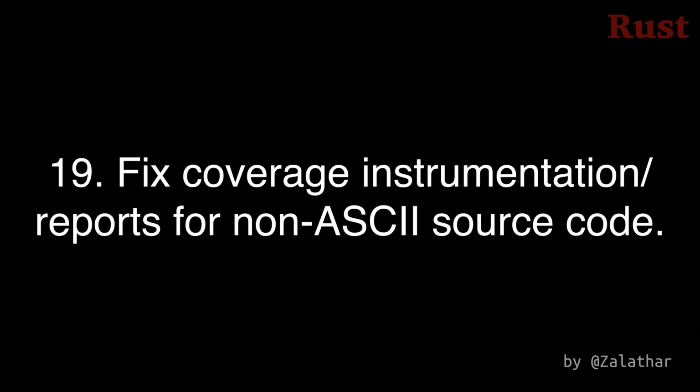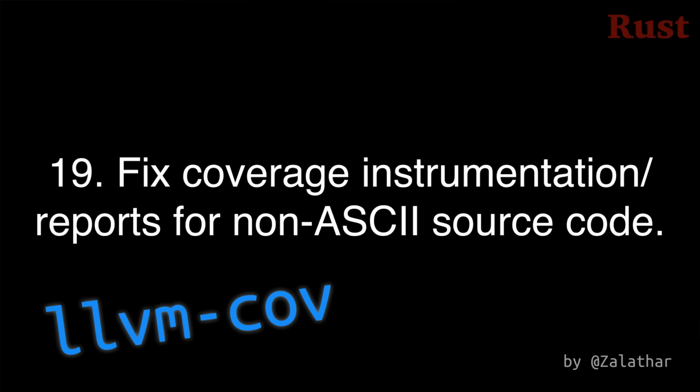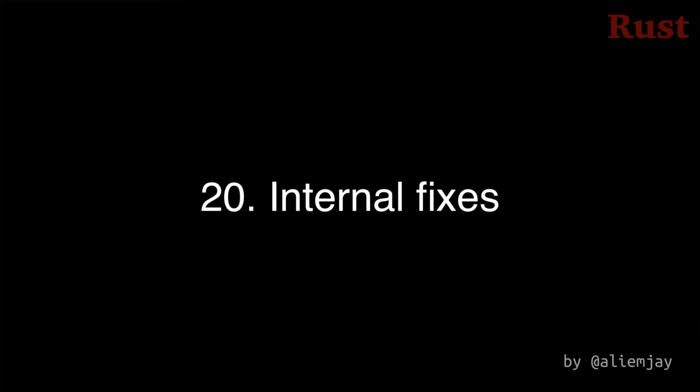Number 19. The compiler typically emits column numbers in terms of Unicode code points, which are variable numbers of bytes for characters outside the ASCII range. However, the coverage reports that the compiler emits are fed into the LLVM-cov tool, which expects columns in terms of single bytes, not Unicode code points, which means it would break whenever it dealt with non-ASCII text. This has been fixed.